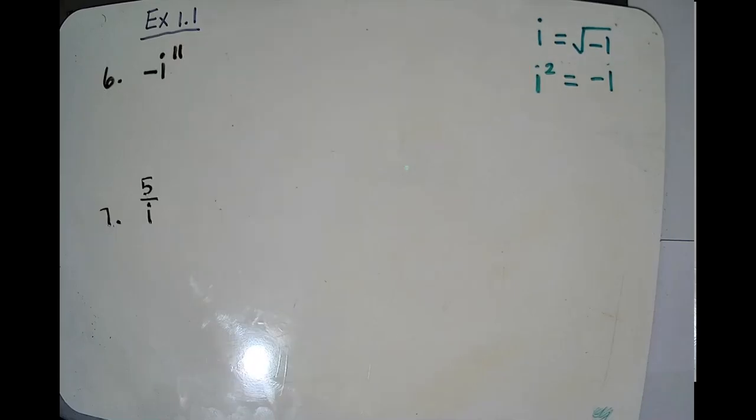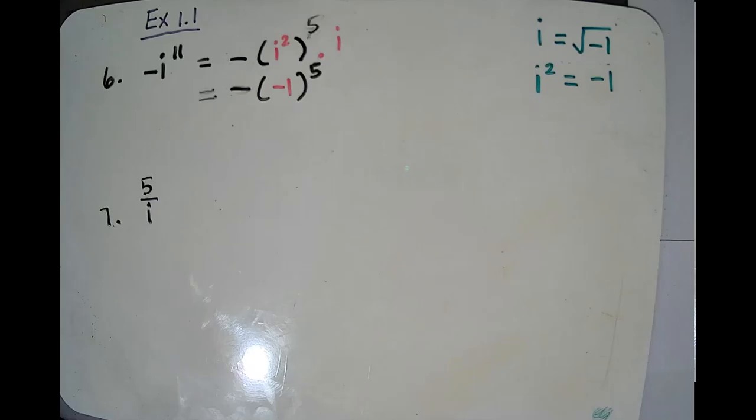Number 6 and 7. Right, notice that the negative is on the outside. Make sense? There are no brackets there, number 6. So the negative's on the outside. The only thing that's to the power 11 is the I. The negative is not included.